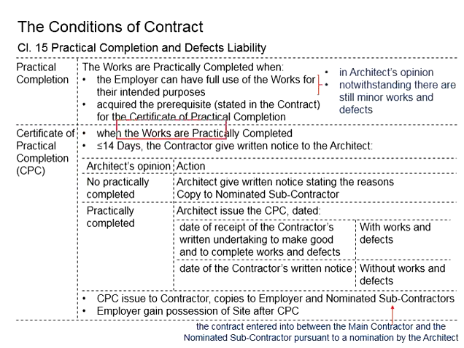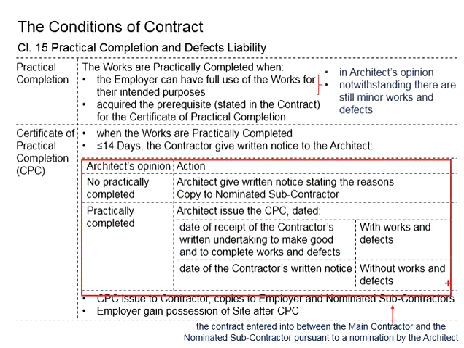It is issued when the works are practically completed, within 14 days after the contractor gives written notice to the architect that the work is practically completed. The architect will need to do the inspections and decide whether the works are practically completed or not. These are a few possible scenarios as the outcome of the inspections by the architect.